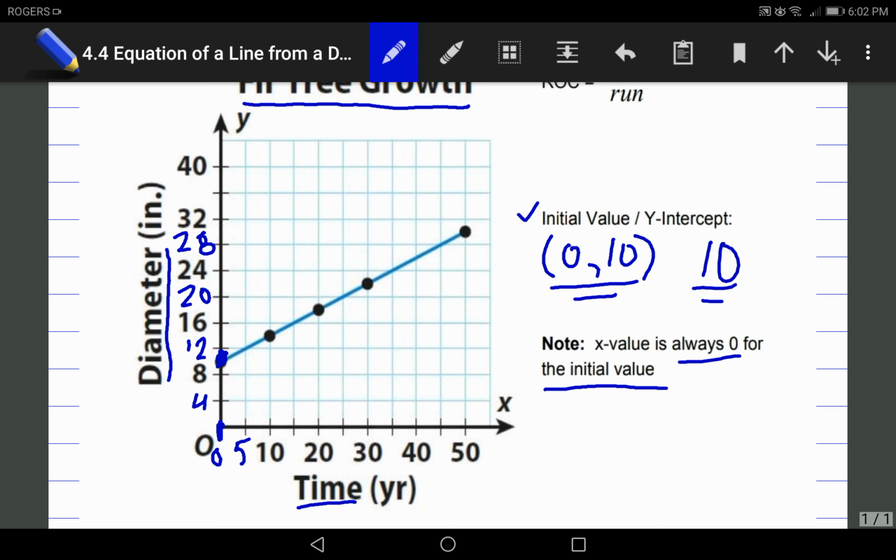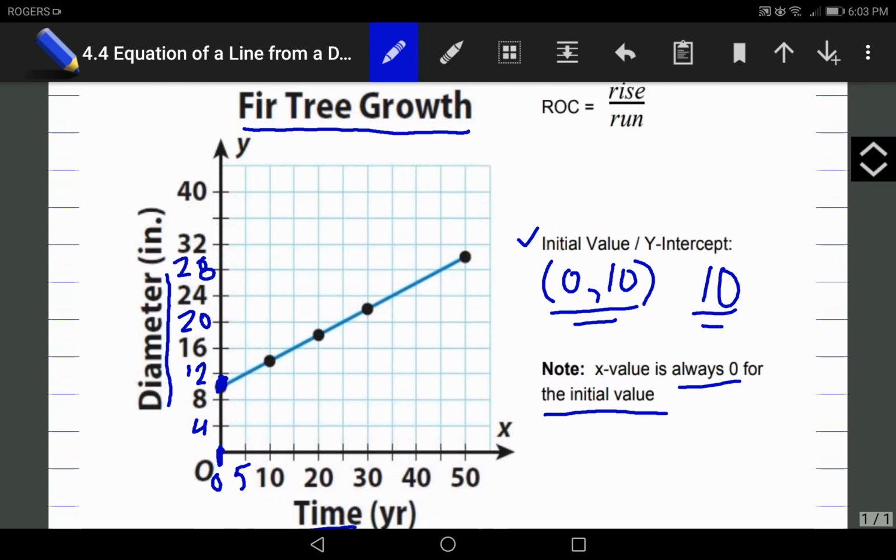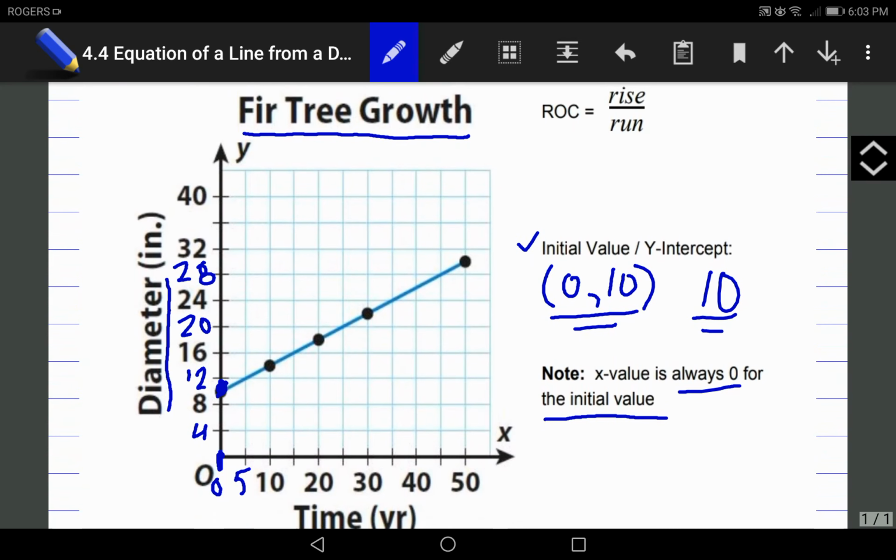So that's the initial value, and I wanted to start there just because it's a little bit easier to find than calculating the rate of change. So next, let's do the rate of change up here, and let's pick 2 points. Let's remember the steps. We're going to pick 2 points. So I'm going to pick this point here at the very top, and I will just pick this point right there. Now, step 2 is to draw your 90-degree angle triangle.